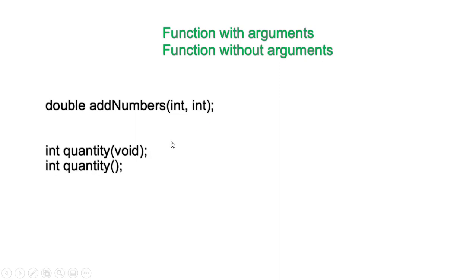However, we can also design a function that will not take any parameters. In that case, we specifically say void when we are declaring it, or we just leave it with the opening and the closing brackets without anything in between them.